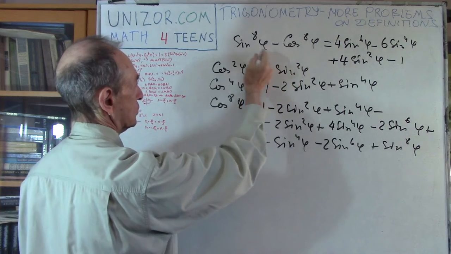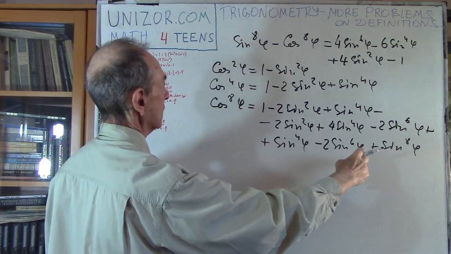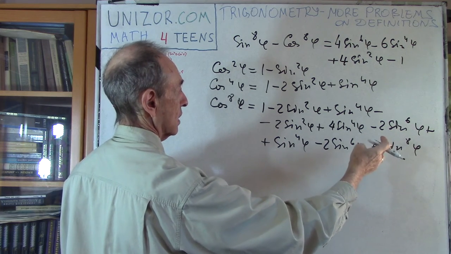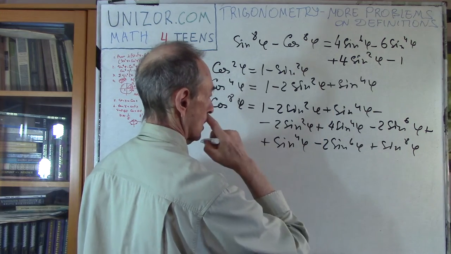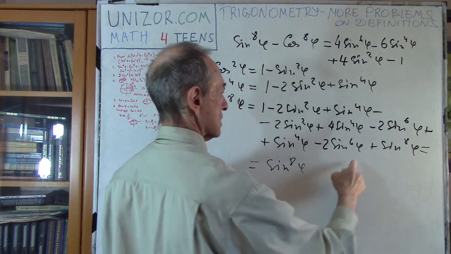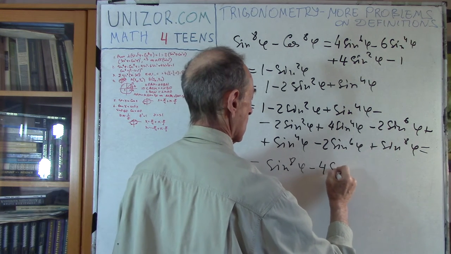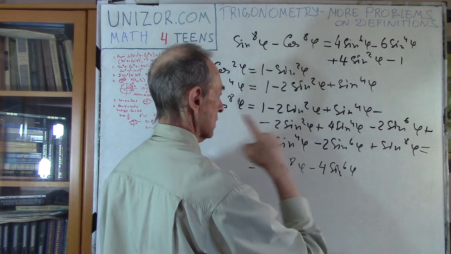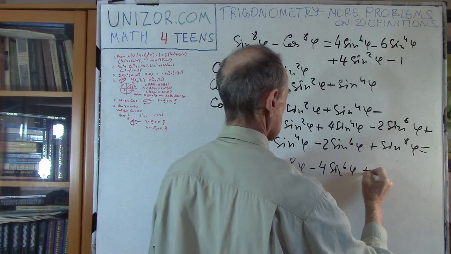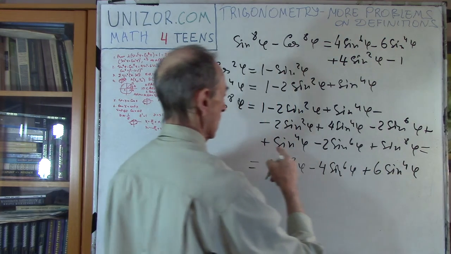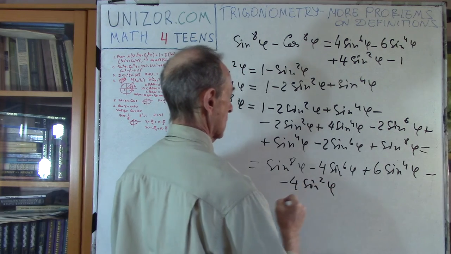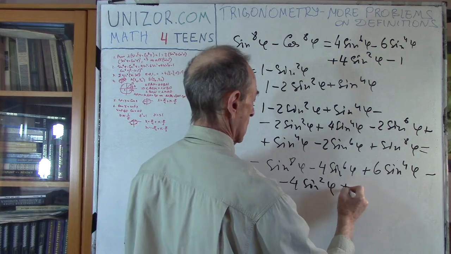If I subtract, if I do this with a minus sign, all signs will change, and sine to the 8th minus sine to the 8th will disappear. Let's simplify it. So we have sine to the 6 minus 2 and minus 2, so it's minus 4 sine to the 6. Sine to the 4th: one, another, another, so it's plus 6 sine to the 4th. Second would be minus 4 sine to the 2nd degree. And plus 1, right?